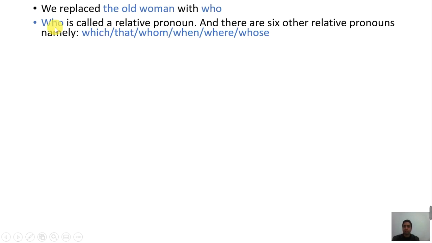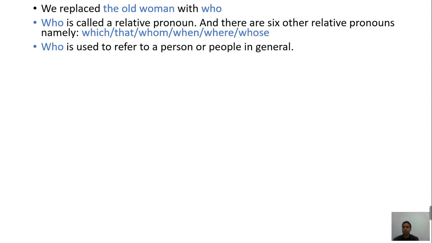Now who, the word who that we use to replace the repeated words, is called a relative pronoun. Now this is what we are going to see in the second part of this lesson. We are going to talk about the different types of relative pronouns that we have. And in English normally we have 6 other relative pronouns, namely which, that, who, when, where, and whose. And concerning these 2 relative pronouns, when and where, normally they are relative adverbs. And we are going to see whose also, which is really important, and whom.